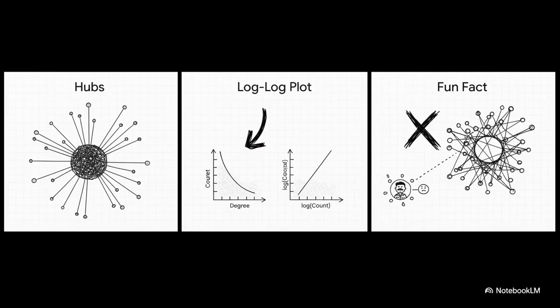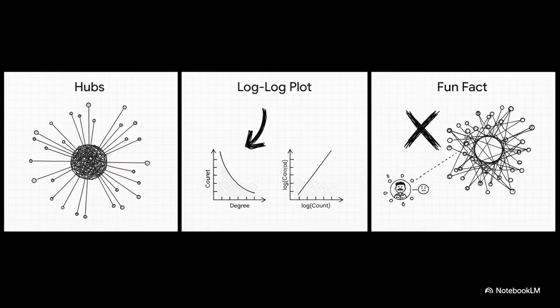So what exactly is a scale-free network? Think of it like an airport map. You've got these massive hub airports like Atlanta or Chicago with tons of connections, and then thousands of smaller airports with just a few. Those big hubs are the defining feature. This leads to a power law distribution.